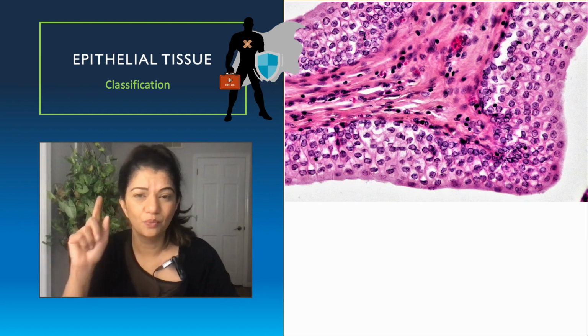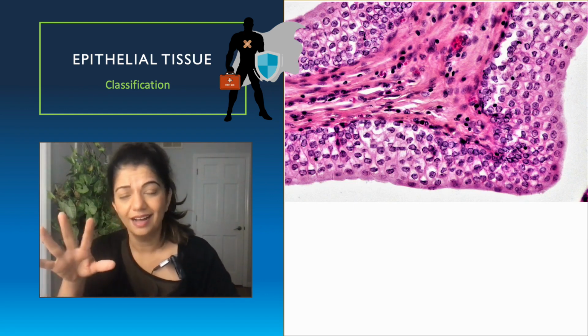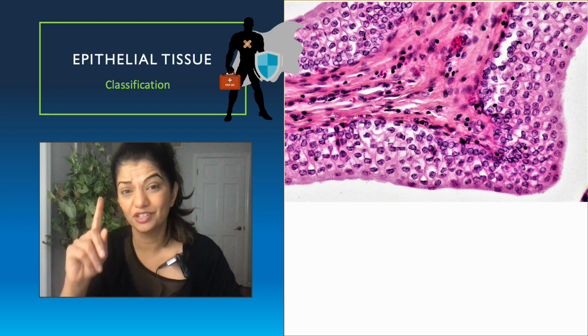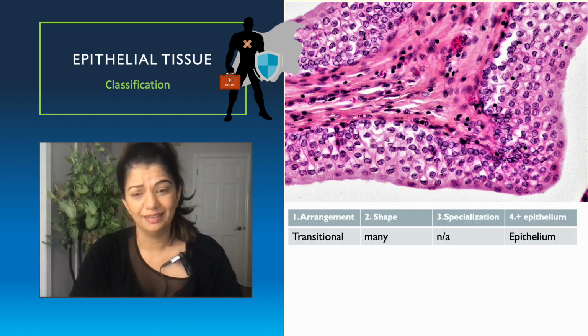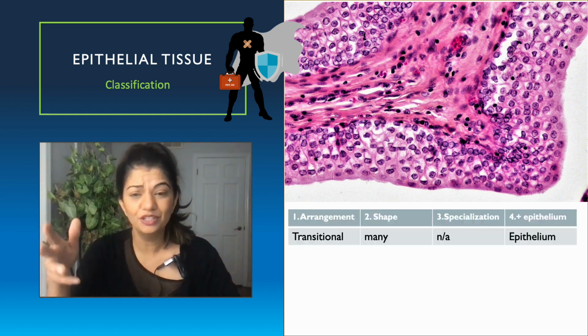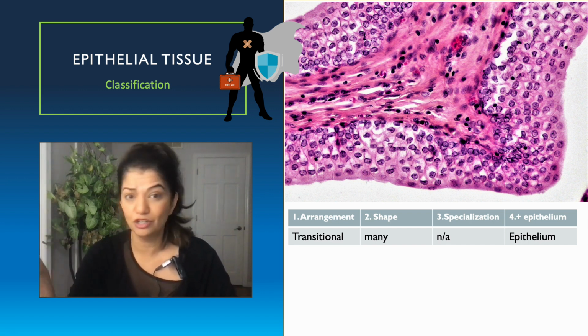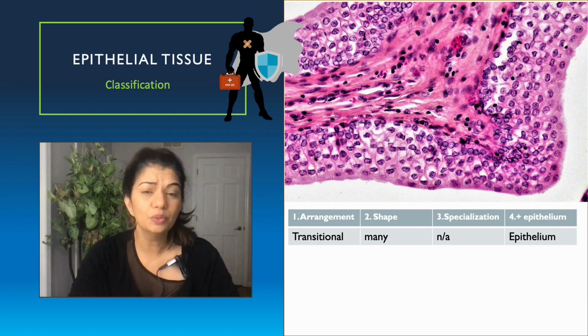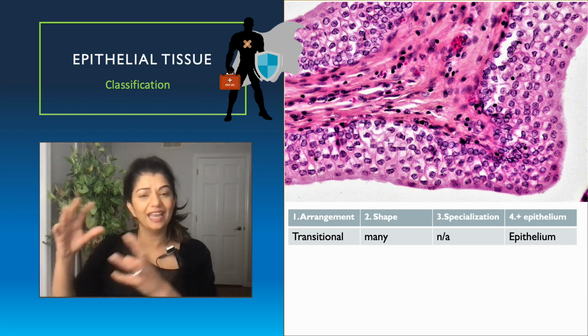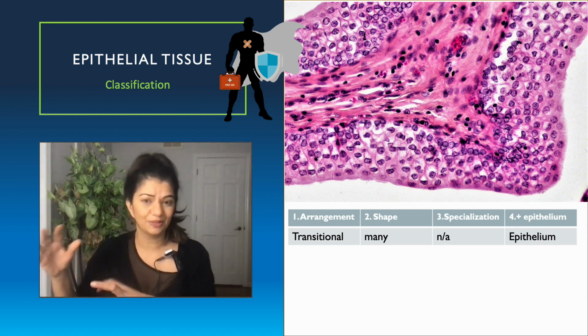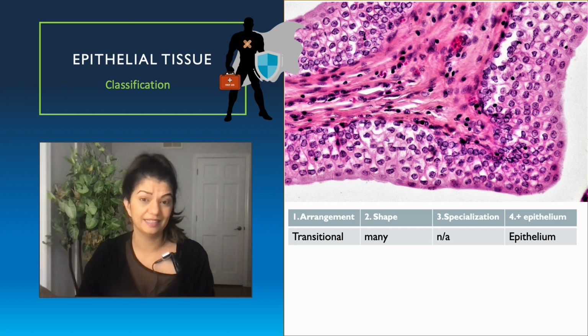Oh, I forgot. I've got one more slide in here to show the histology of transitional epithelium. So as you can see on the slide, the shapes aren't very defined, or they look like several different shapes, right? So this is called transitional epithelium because there are many shapes and there's no specialization here. And they're called this because there's this gradual change in the shapes of the apical cells as in the bladder.